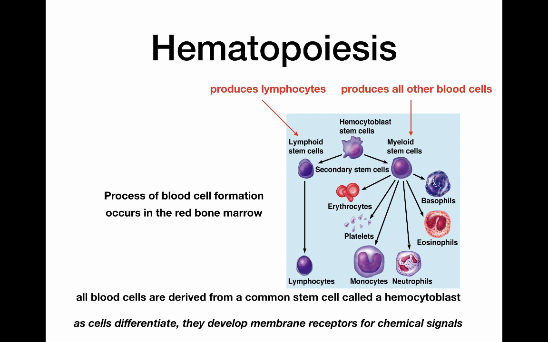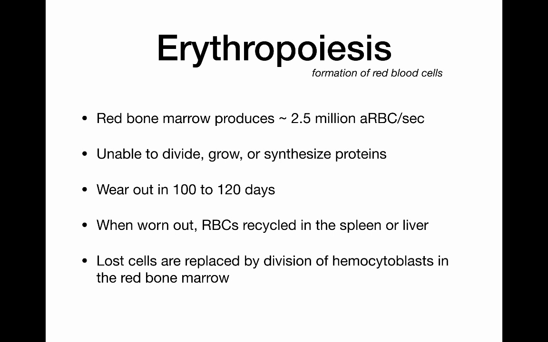And they continue, so they start as these cells, and then they continue to differentiate. And as they continue to differentiate, they will ultimately develop membrane receptors for all the various chemical signals that will ultimately call them to action. It's a pretty complex process.